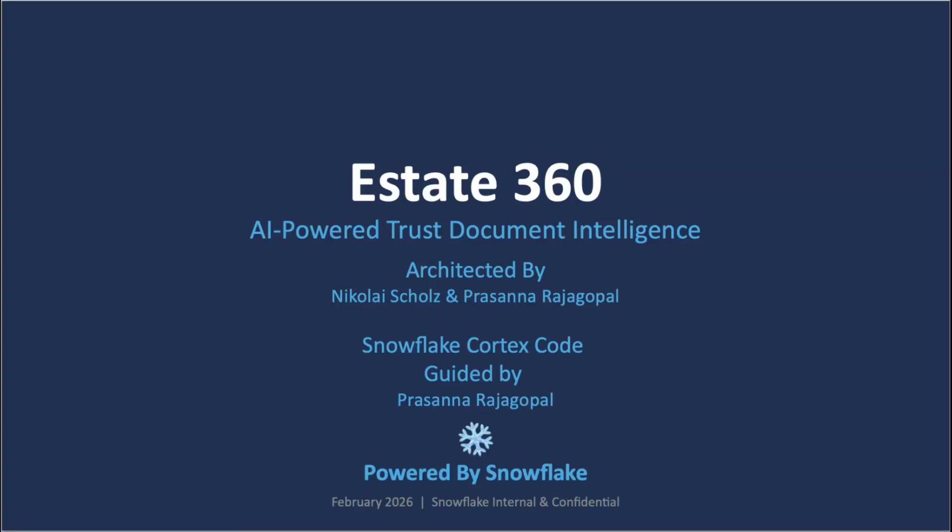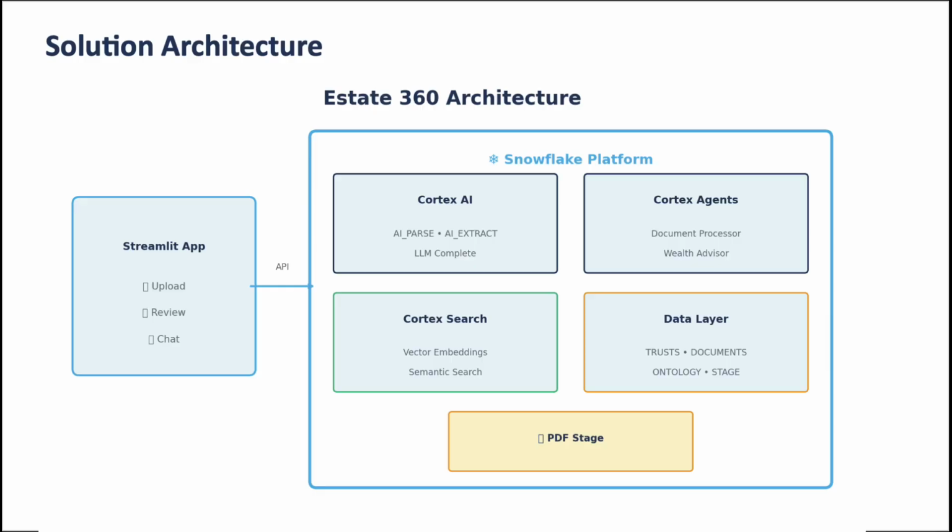Welcome to Estate 360, an AI-powered trust document intelligence platform built entirely on Snowflake. Today, I will walk you through how this application transforms the way wealth advisors work with complex trust documents, from upload to AI extraction, human review, and intelligent Q&A. Everything you see runs on Snowflake: Cortex AI functions for document parsing and extraction, Cortex Search for semantic retrieval, and Cortex Agents for orchestration.